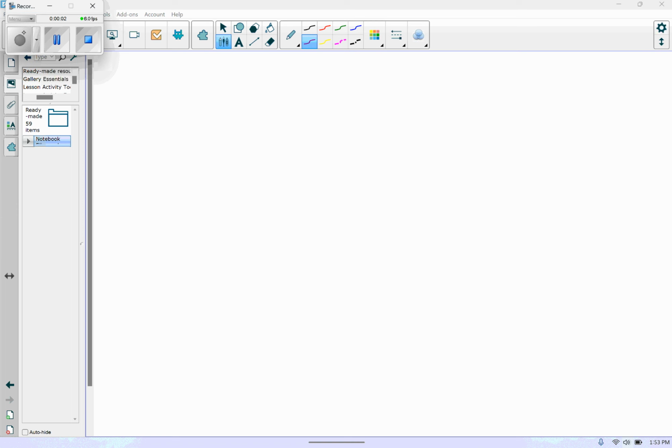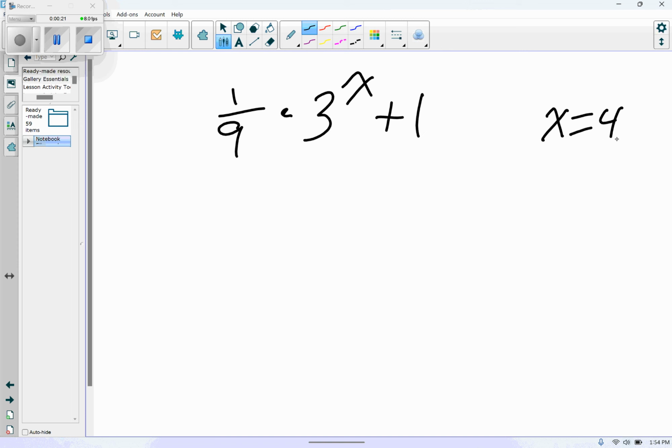What types are taking place. So it looks like on this top board, they give us 1/9 times 3 raised to the x plus 1. And then they tell us over here that x equals 4. So what do you think? What do you think that we're supposed to do with this problem?